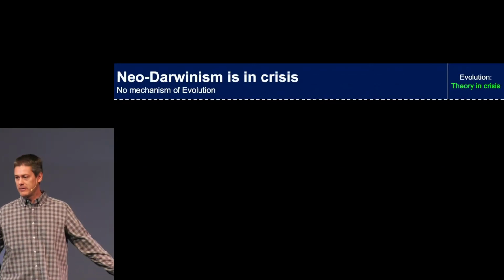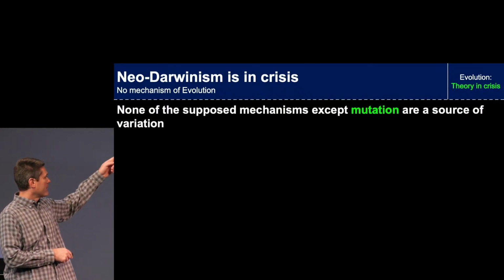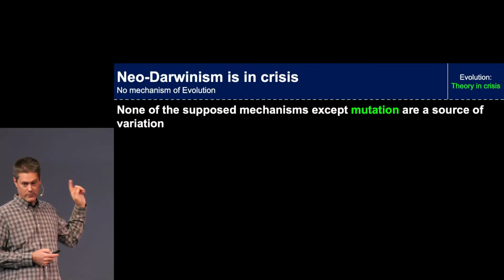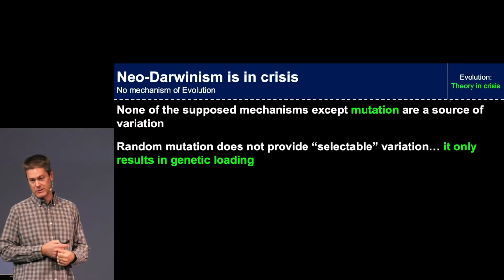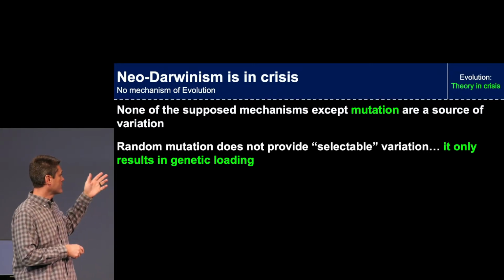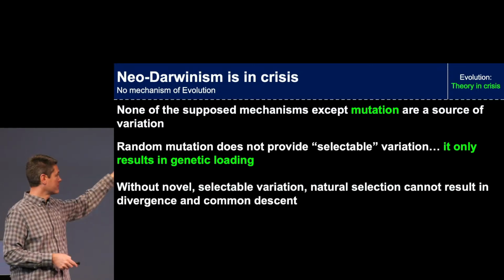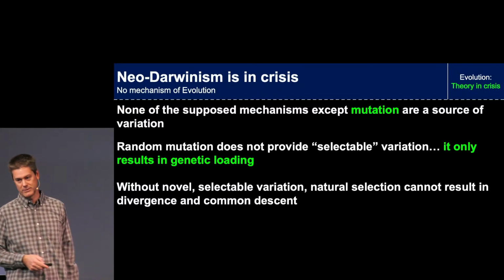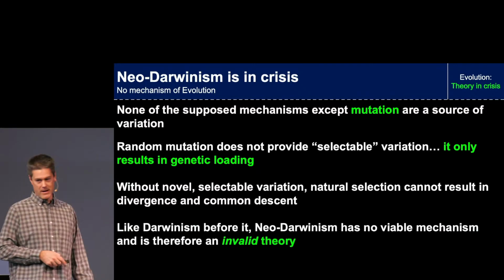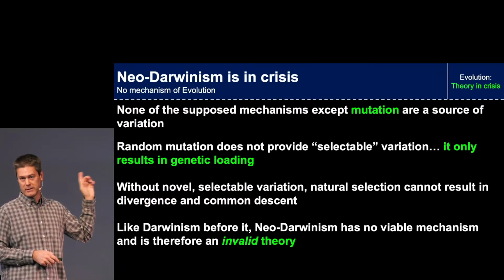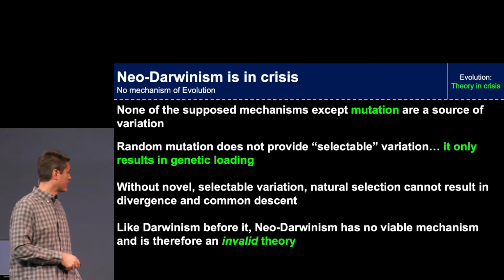Okay, so the end result of all this research showing mutations are not what they appear to be is that none of the supposed mechanisms except mutation are a source of variation for neo-Darwinism, for evolutionary theory, and random mutation does not provide selectable variation, it only results in genetic loading. Without novel selectable variation, natural selection cannot result in divergence in common descent. So evolution cannot happen. Because of that, just like Darwinism before it, neo-Darwinism has no viable mechanism and therefore is an invalid theory. And this is being recognized by evolutionary biologists all over the place.